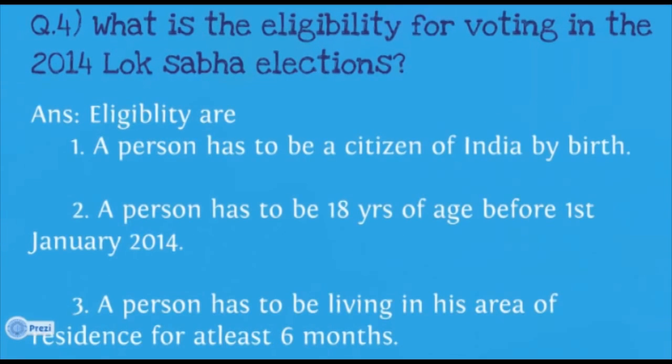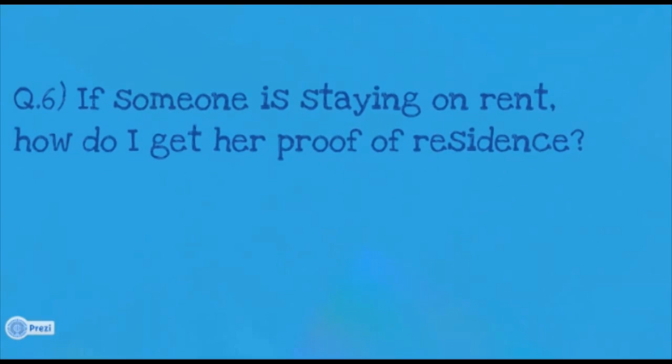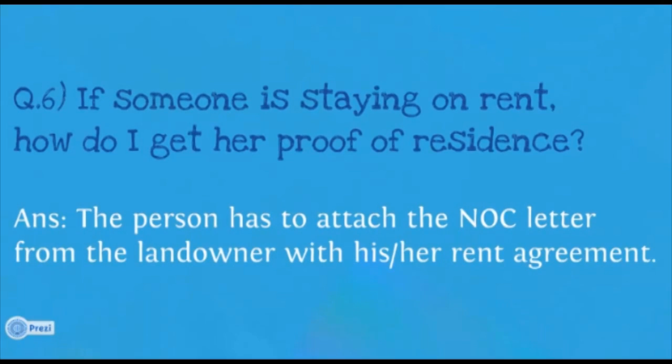A person has to be a citizen of India by birth. A person has to be 18 years of age before January 1st, 2014. A person has to be living in his area of residence for at least 6 months. If someone is staying on rent, how do I get the proof of residence? The person has to attach the NOC letter from the landowner with his or her rent agreement.